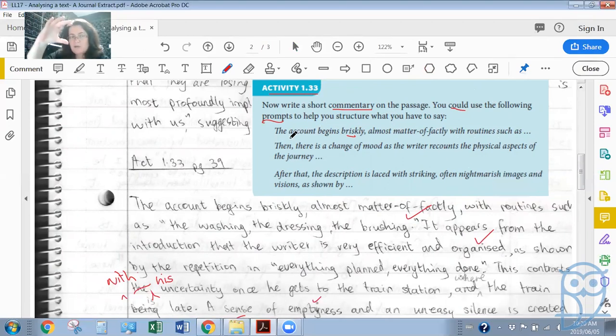So you'd have to look at how you introduce the commentary. That's what it's saying ultimately, how you go into the introduction of the commentary. And then later on in the commentary, you'd say, then there is a change of mood as the writer recounts the physical aspects of the journey. And then you would explore that. And then finally, near the end of your commentary, you'd say, after that, the description is filled with striking, often nightmarish images and visions, as shown by, and then you would develop that idea.